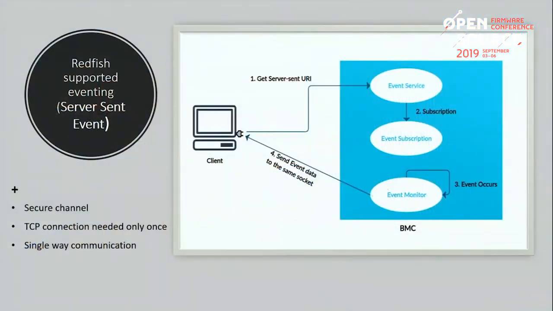The next eventing mechanism supported by Redfish is server-sent events. In server-sent events, the client makes a request to the event service to get the server-sent URI. Once the client gets the server-sent URI, it makes a request to that URI, which opens a connection. Internally, the event service creates a subscription, and when any event occurs, we send the data over the same channel that was opened in the first step. It's a secure channel, the TCP connection is needed only once, and it's single-way communication. So this is server-sent events.